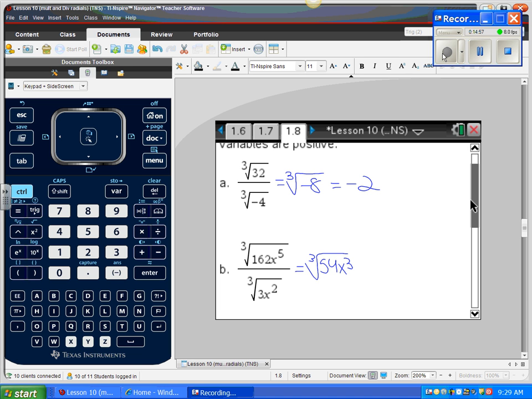Very good. 27 and 2. You guys are getting the hang of this. And leave that x cubed. Good. 3x cube root of 2. Because cube root of 27 is 3. Cube root of x cubed is x.